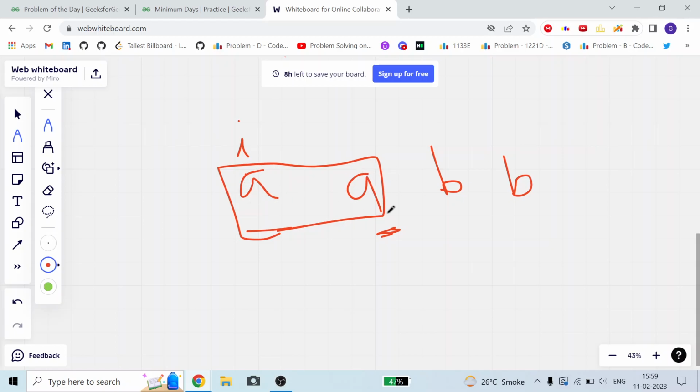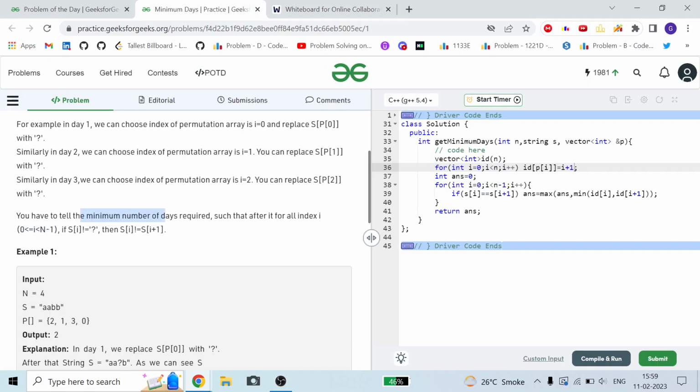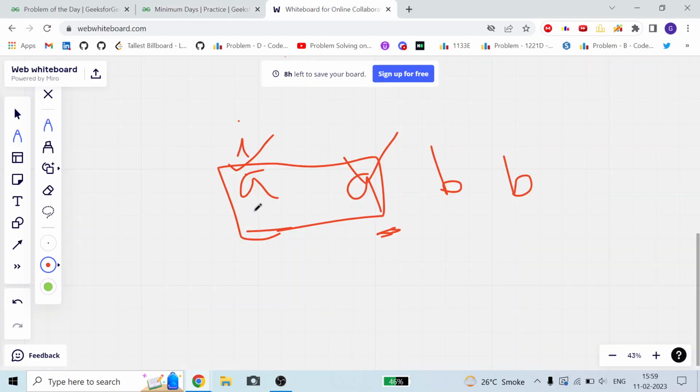Okay guys, now how can I do it? For not matching a to a, I know either I need to change this a, or I need to change this other a. So I need to find the minimum number of days. Suppose this is index 0, this is index 1, and my permutation is like 1 0, and here is 3 2, suppose for a minute. Now this is 0, this is 1.